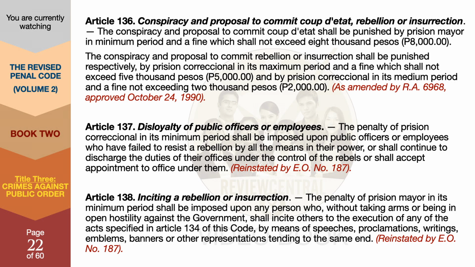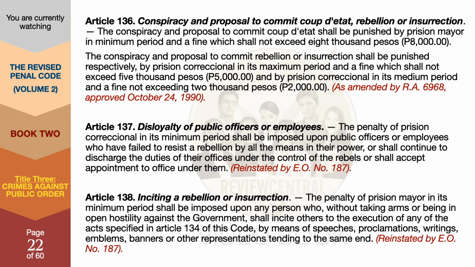Article 137. Disloyalty of public officers or employees. The penalty of prisión correccional in its minimum period shall be imposed upon public officers or employees who have failed to resist a rebellion by all the means in their power, or shall continue to discharge the duties of their offices under the control of the rebels, or shall accept appointment to office under them. Reinstated by EO number 187.